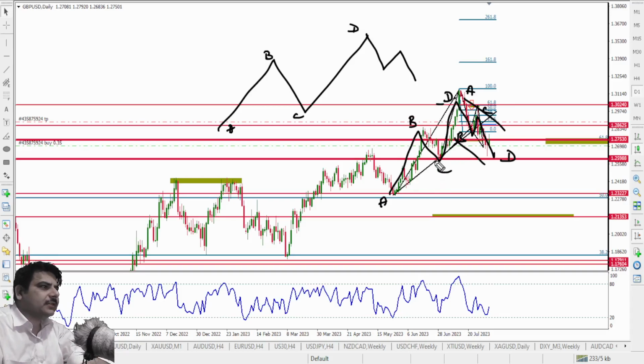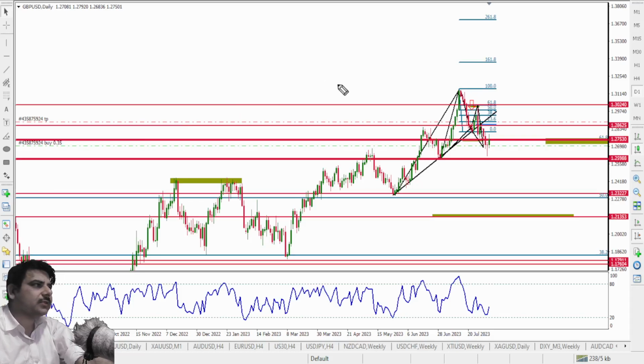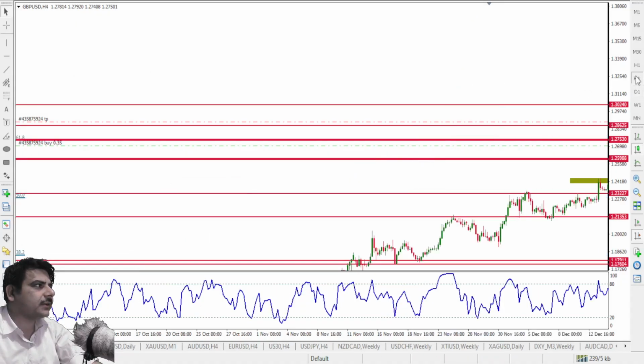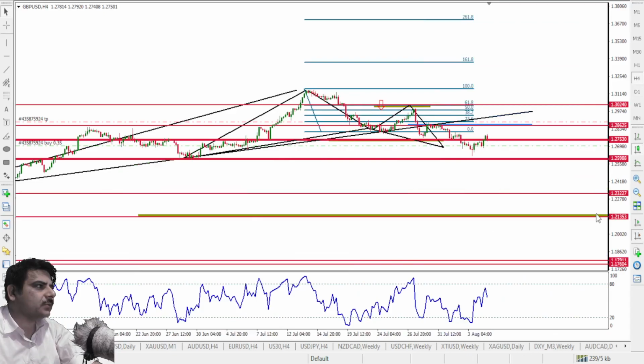If you see this one from right here till here, the Fibonacci was somewhere closer to this zone, and I managed to day trade and intraday trade this in the form of videos. I shared everything with you. So the pattern is now completed, and let's have a look at it once more.